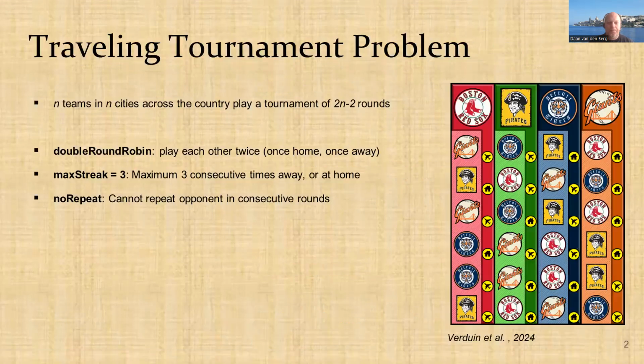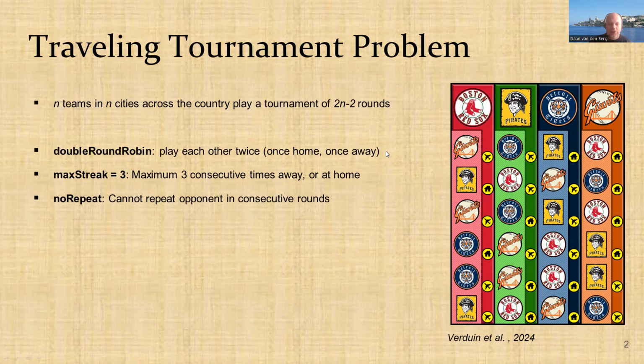So let's go. Okay, this is a schedule of the traveling tournament problem. We have 4 teams here on top, and they have to play each other team twice. Once at home and once away. You can see that here, once at home and once away. And that is the, notice, the double round robin constraint.